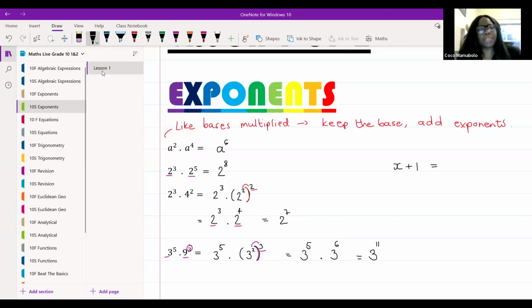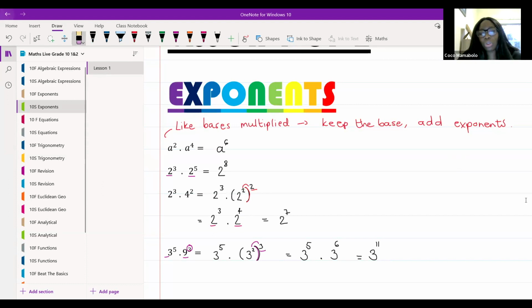Thank you. x plus 1 is equal to x plus 1. Why? Why is x plus 1 equal to x plus 1? Why can't we add them? Why can't we subtract? Why can't we multiply? Emmanuel, beautifully said. Because they are not like terms. That's it, Khulani. x and 1 are not like terms. So we cannot add them.